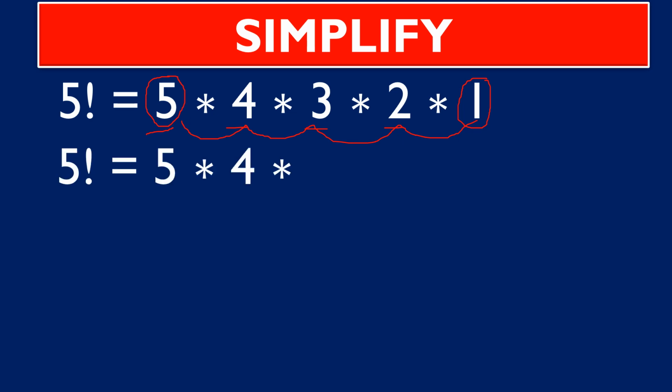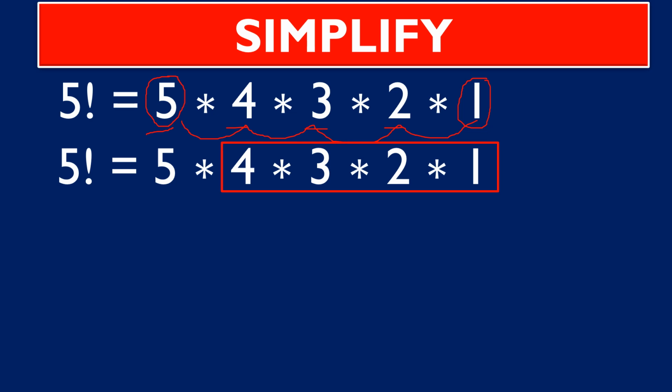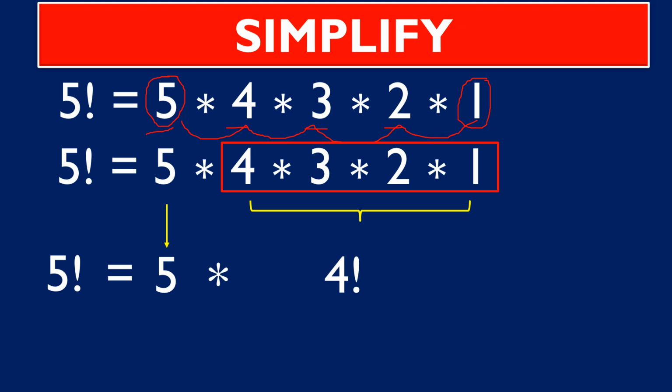But remember that 5 factorial, as we have expressed it, 5 times 4 times 3 times 2 times 1, can also be reorganized. Now, if you look at 4 times 3 times 2 times 1, this is the same as 4 factorial. So we have a section of that factorial which is now 4 factorial. So the entire 5 factorial can be expressed as 5 times 4 factorial.